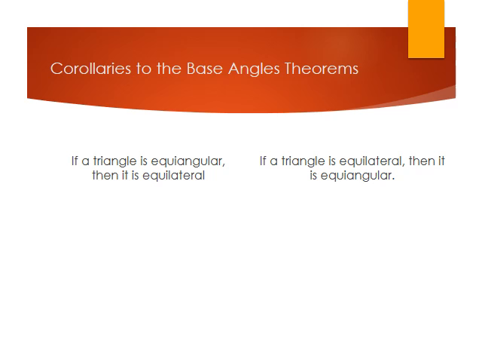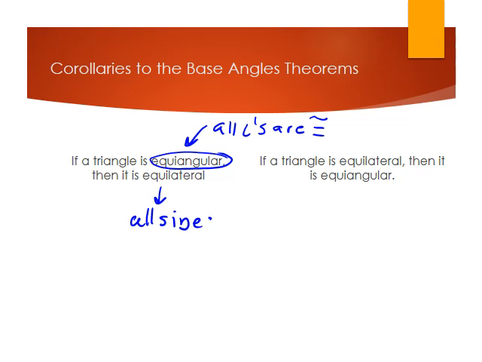So the corollary to the base angle theorem says that if a triangle is equiangular, that means that all angles are congruent, then it is equilateral, which is all sides congruent. And vice versa. Okay.